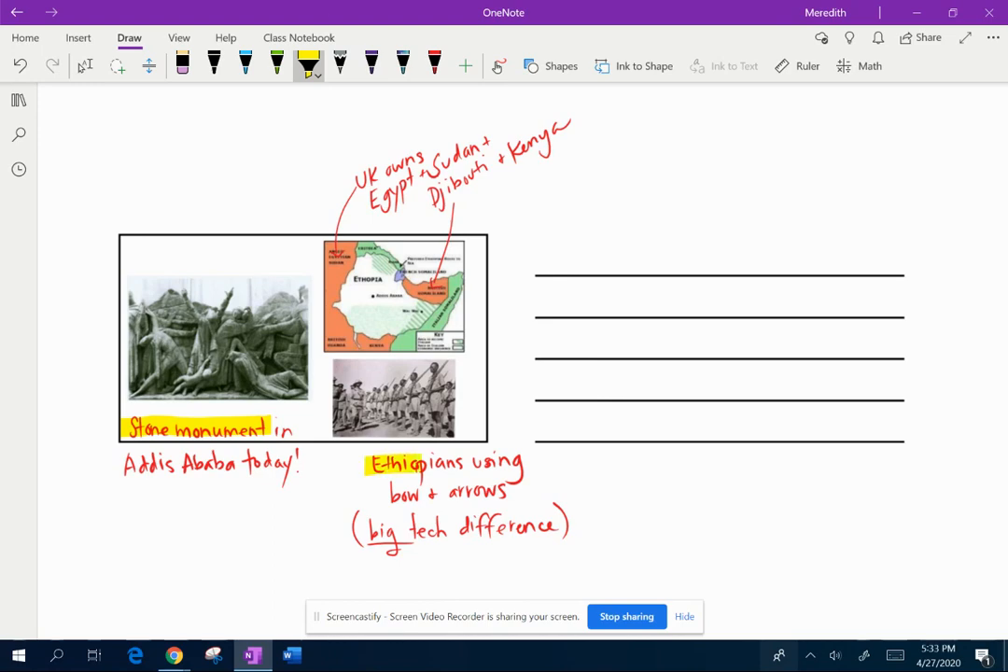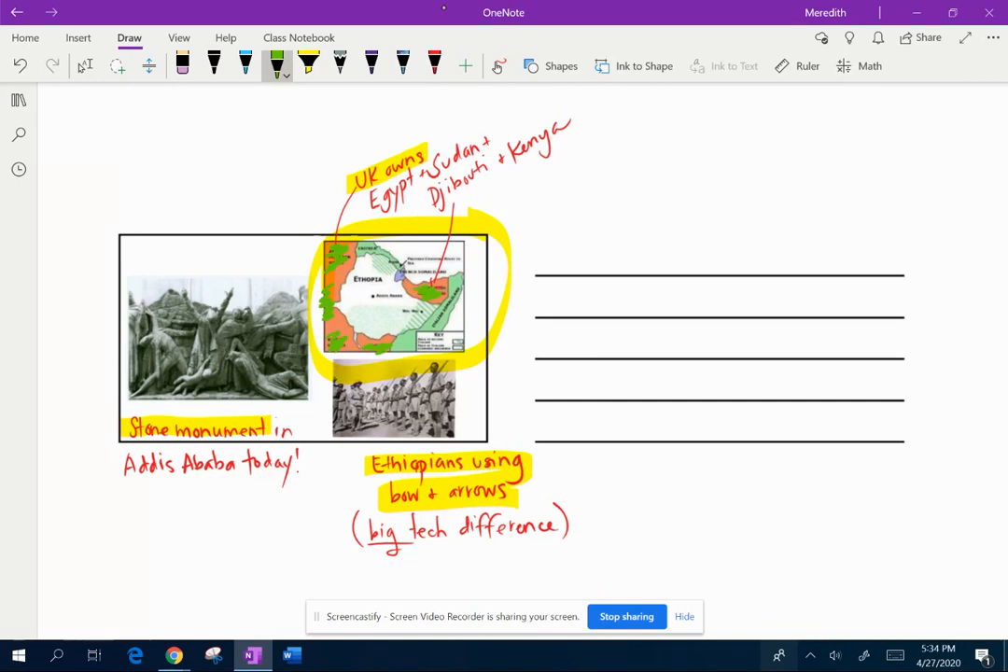Over here, I've got pictures of Ethiopians using bow and arrows when they were off to war to fight the Italians starting in 1935. And then over here, I've got a map in the top right showing where Ethiopia is, in addition to the fact that England already has ownership of Egypt, which is right here. Let's use a different color. So Egypt's right here, and the Sudan, and Uganda, and Kenya. And over here it says Somaliland, but we know that as Djibouti today. And here you can see that Italy has already owned part of Somalia.